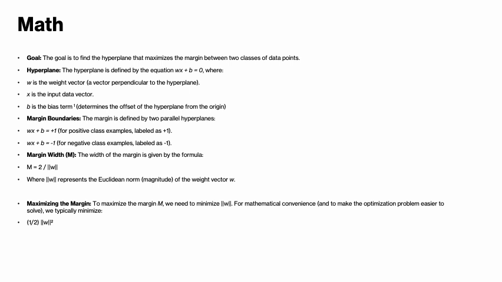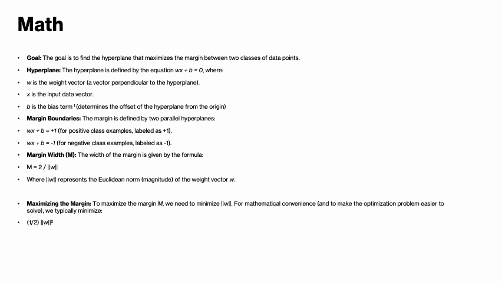Wx plus b is equal to 0, where w is the weight vector, x is the input data vector, and b is the bias, right? So you draw the margin boundaries. The margin is defined by two parallel hyperplanes, which we saw in the previous slide. One is the positive side of things, and the other one is the negative side of things. So wx plus b is equal to plus 1, and wx plus b is equal to minus 1.